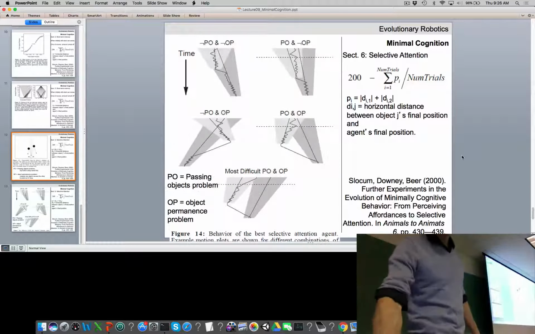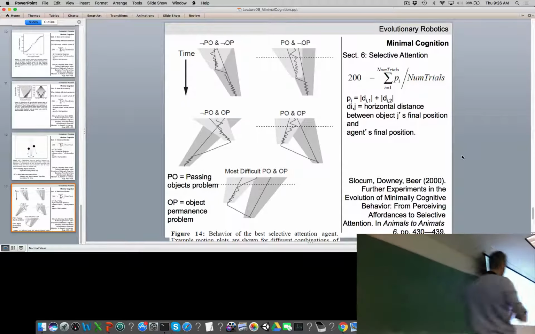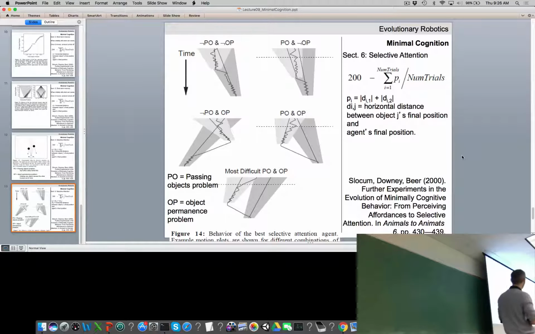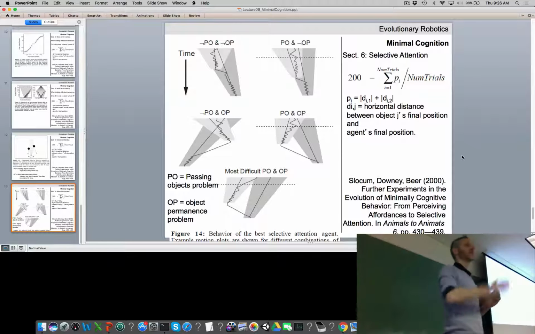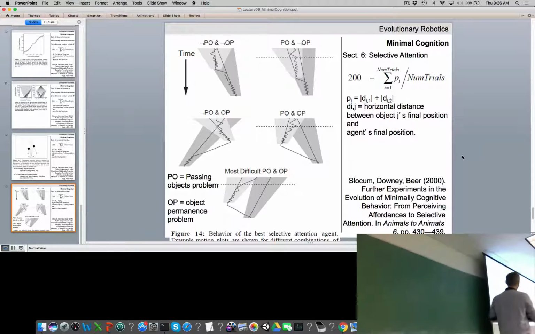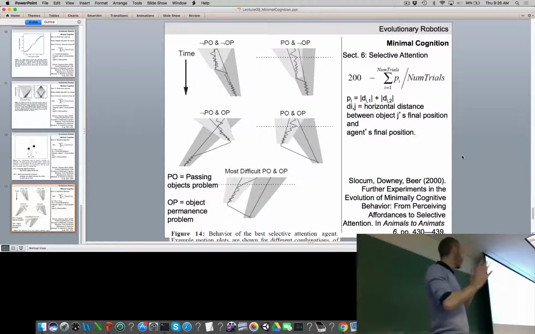Okay. All right. This figure also takes a little while to work its way through. What you're looking at here in these 5 figures is, again, a single evolved robot dealing with 5 different environments. Each figure corresponds to a different environment, with not PO and not OP, or not PO and OP. So we're going to try and create environments which create or remove either of these 2 problems.